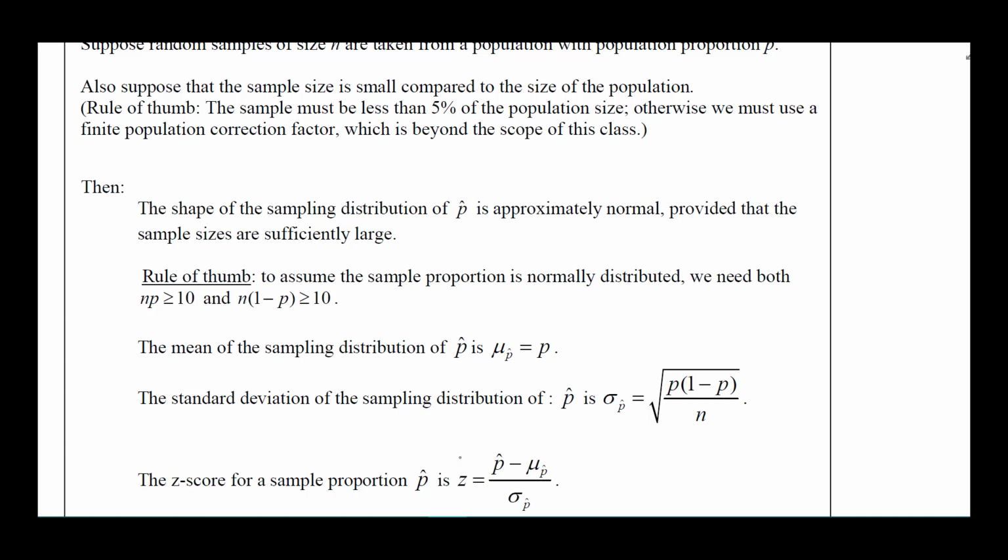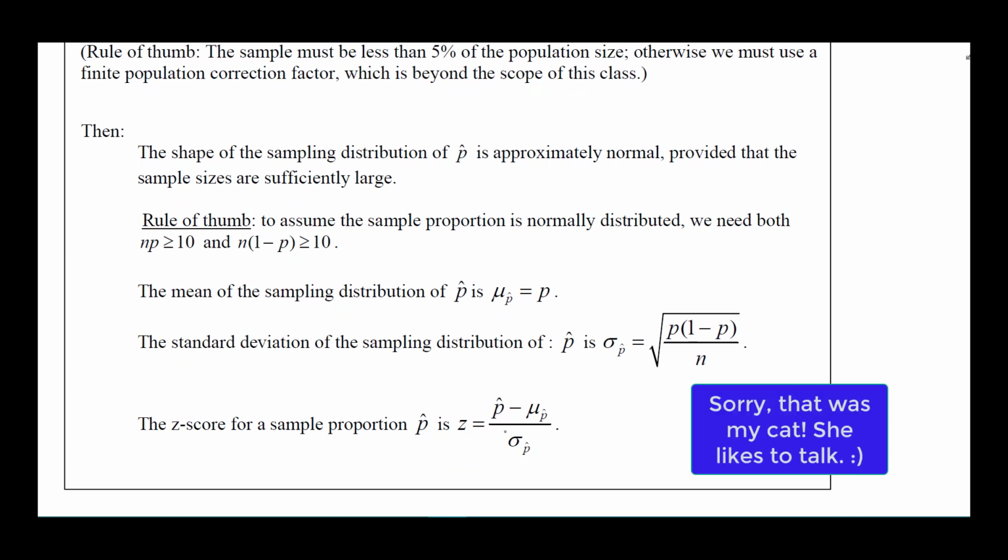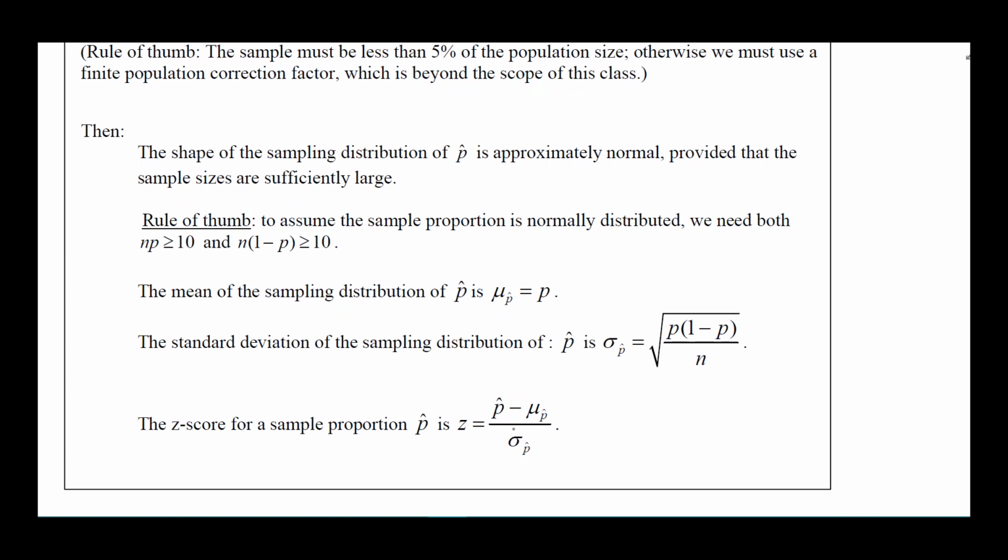Okay. Then we're going to do a z-score. This should look kind of familiar to you as well. So this is the p hat minus the mu of the p hats divided by the standard deviation of the p hats. Just like means, what did we do? The sample mean minus the mu of all the x, so the x bar minus the mu of all the x bars divided by the sigma of all the x bars, right? So it's exactly the same idea.